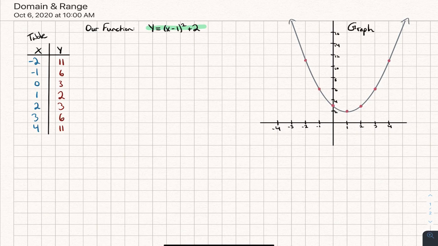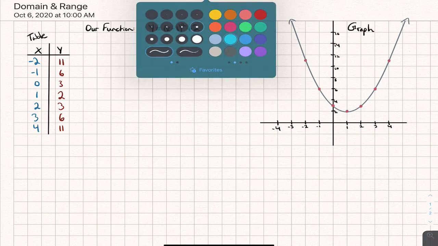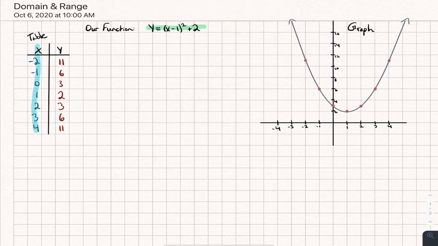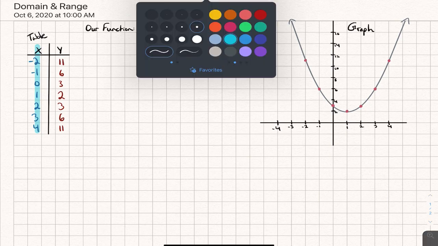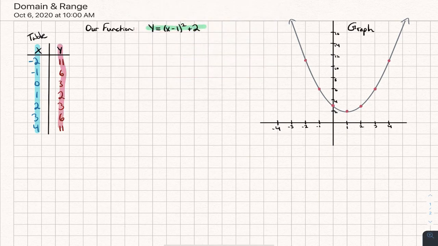So when I take a look at the values of that table, I can see that all of my x values, which are blue, are right here, and all of my y values that are in red are right here. So I've got when x is -2, y is 11, when x is -1, y is 6, when x is 0, y is 3, and so on and so forth.